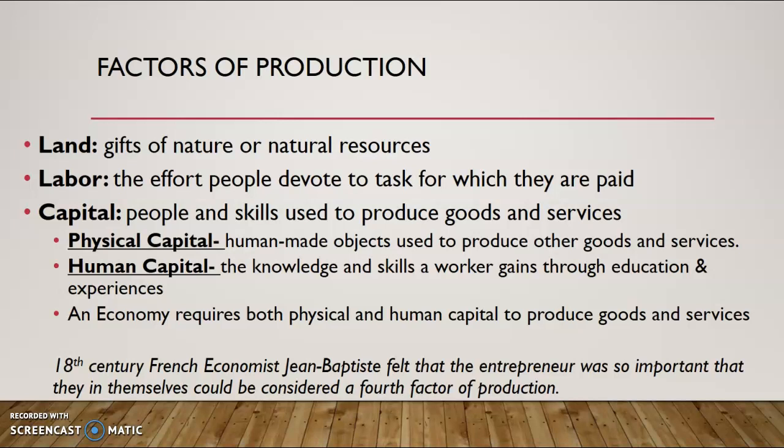We need both. There's an 18th century French economist, Jean Baptiste Say. He said that the entrepreneur was so important that they in themselves should be considered a fourth factor of production. A lot of times when you look at factors of production, if you Google it, it'll come up with the three, land, labor, and capital. But he said the entrepreneur himself or herself should be looked at as a factor of production because they are key to the production process, to an economy.